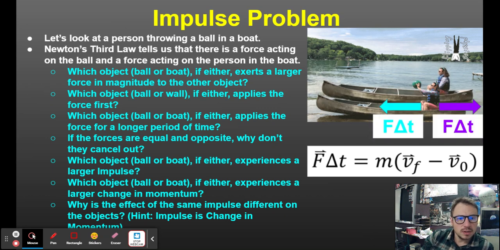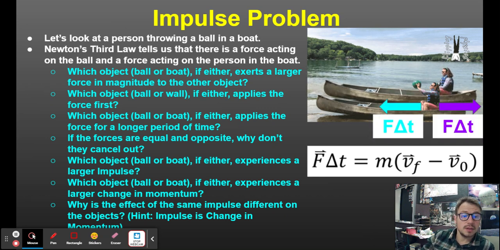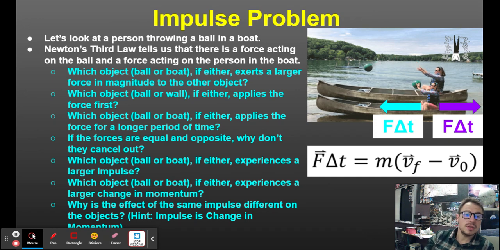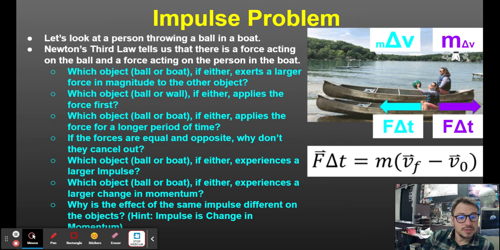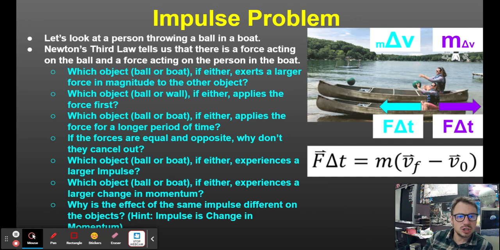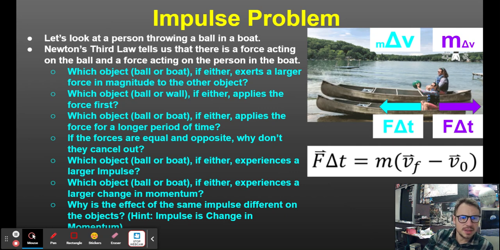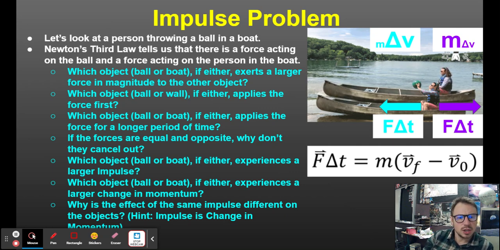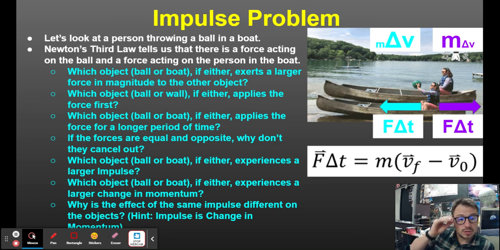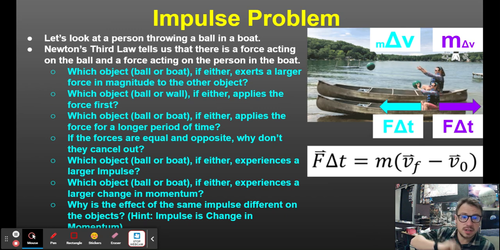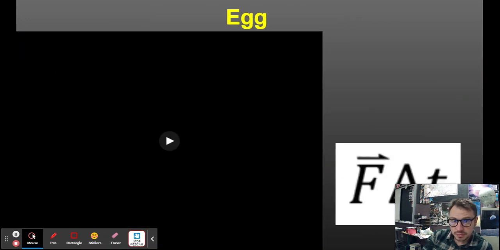Now, why is the effect of the same impulse different on the objects? What I wanted you to see here is that the force applied to the ball and the person throwing in the boat is the same. It's applied for the same amount of time. However, we also have change in momentum, so I have mass and velocity. Notice that the person in the boat has such a large mass, and the change in velocity is not going to be that much. So the same impulse isn't going to have as large an effect. You can see that the boat moves back, but not as fast. Now you can look at the ball. Notice that it has a relatively smaller mass, and it's going to have a larger change in velocity. Notice it moves pretty quickly.